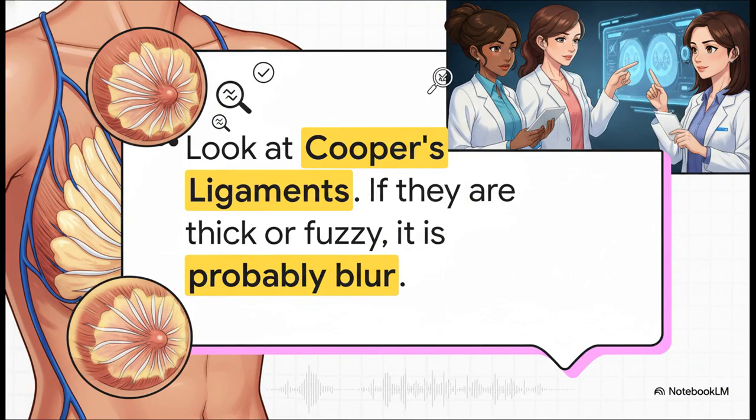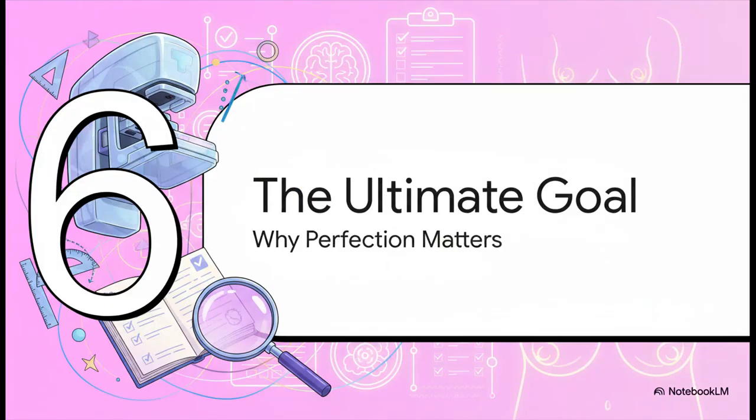So how do the pros spot blur that might not be super obvious? Well, here's the expert strategy. They look at the Cooper's ligaments. These are supportive structures inside the breast, and on a sharp image, they should look like crisp, thin, white lines. If they look kind of thick or fuzzy, that's your smoking gun. It's almost certainly blur.